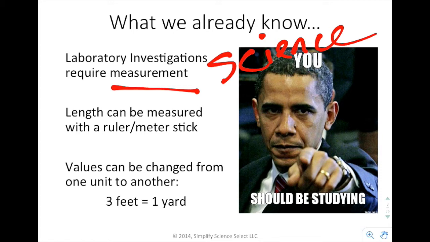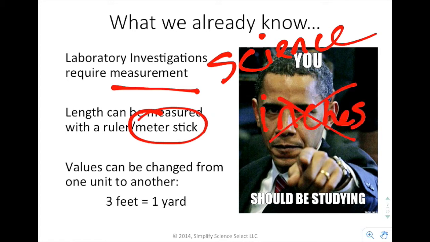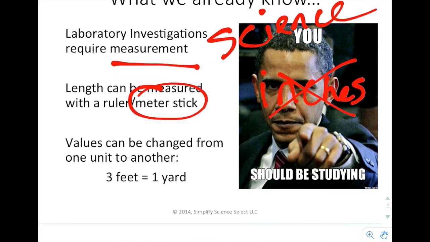You should also know that length can be measured with a ruler, or more specifically a meter stick. That's the one we're going to focus on here, because we don't want to deal with inches. Inches is what you're used to, but that's not a good unit of measure. We want to use the standard unit of measure, the meter. You should also know that values can be changed from one unit to another. For example, 3 feet is equal to 1 yard.